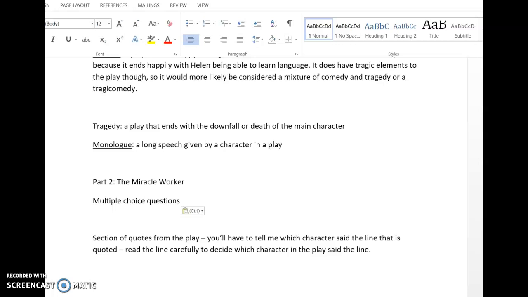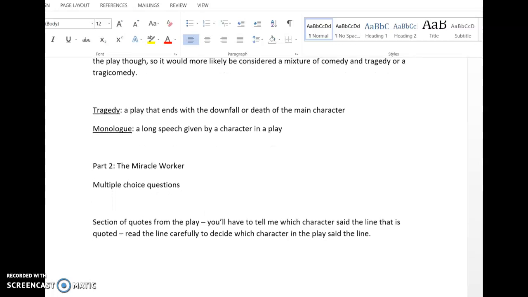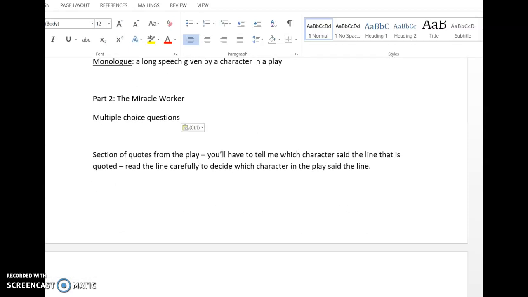Alright, the next section of the test, that'll all be matching up there, except for the question about what type of play is The Miracle Worker. That'll be a multiple choice. Other multiple choice questions that I'll put on the test will be, for one, I'm going to give you a section of quotes from the play. So I'll give you a quote like, she can't see, she can't hear, and you'll have to tell me which character said that line.